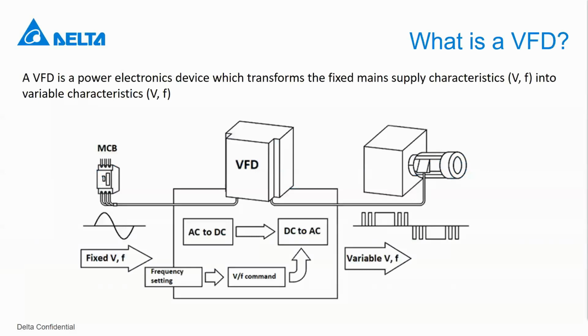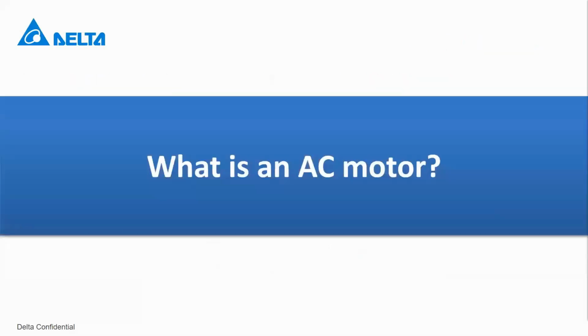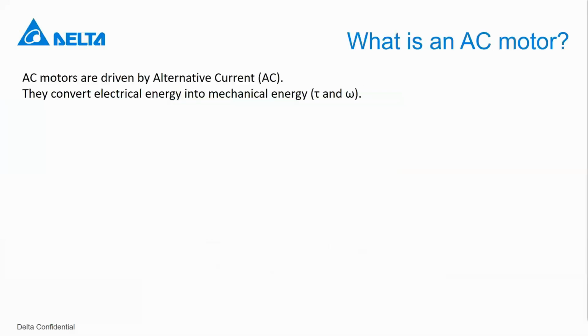So there are over 100 different functions in a drive, but the fundamental one, for which we call them variable frequency drives, is the fact that they take the fixed characteristics of the electrical grid and then they convert them into controllable units. So they take the fixed voltage and the fixed frequency and they convert them into variable voltage and variable frequency. So why would you like to do that? Why would you control the frequency? Well, that's because the speed of a motor is dependent on the frequency that you supply it with.